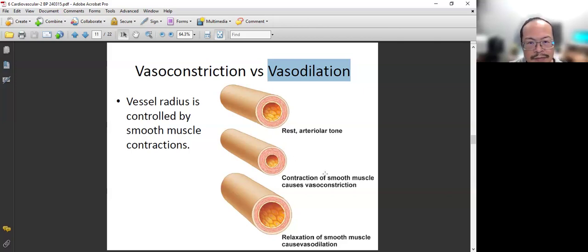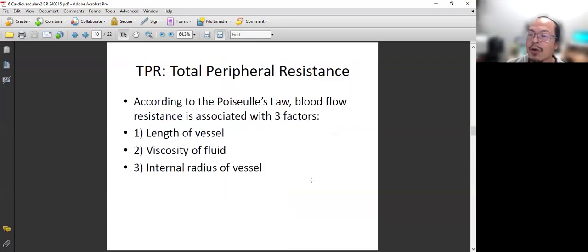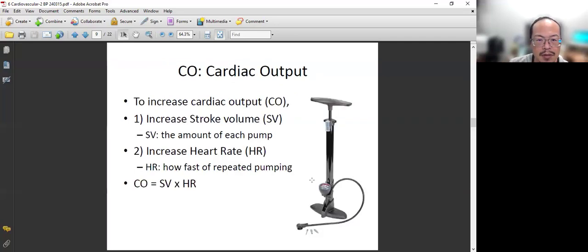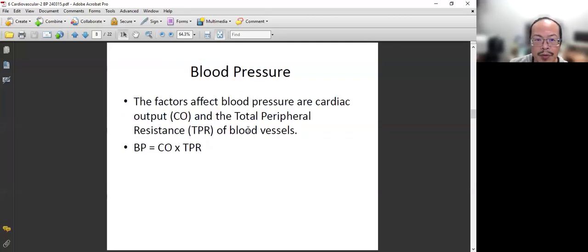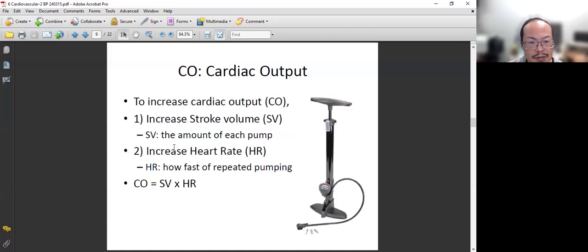So that is the theory of blood pressure. We have only one equation, with only two factors. One is the cardiac output. The other is the total peripheral resistance. So blood pressure is influenced by these two factors, cardiac output and total peripheral resistance. Basically, this will be the quiz question: what's the relationship between BP, CO, TPR? What's the relationship between CO, stroke volume, heart rate?